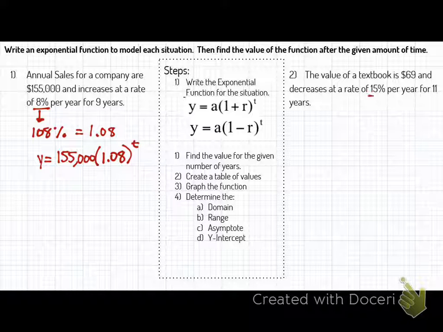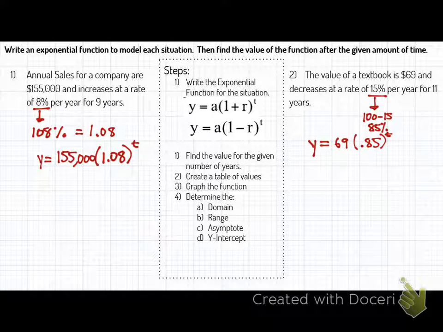85. 85, good. So we're going to look at this 15 and we know that her book will be 100 minus 15, which is 85%. How do we write that as a decimal? 0.85. 0.85, that's right. So we got y equals 69 times 0.85 to the x, okay? Or to the t, in this case, because we're talking about time, okay? Does that make sense so far? Yeah.